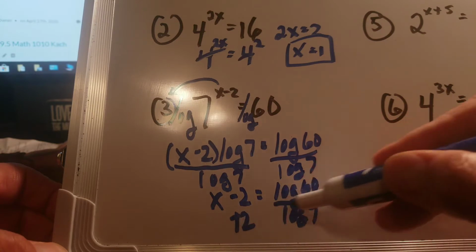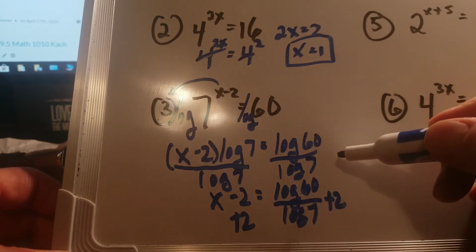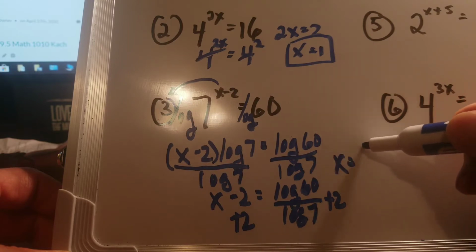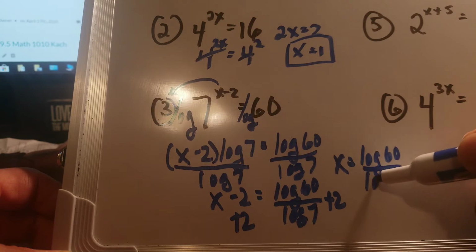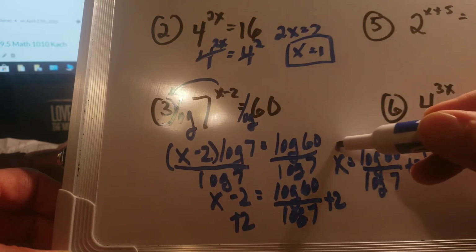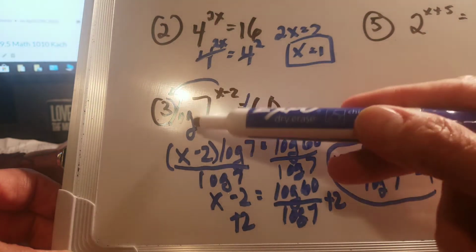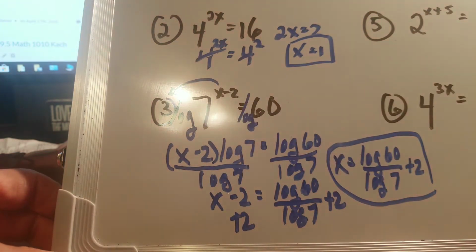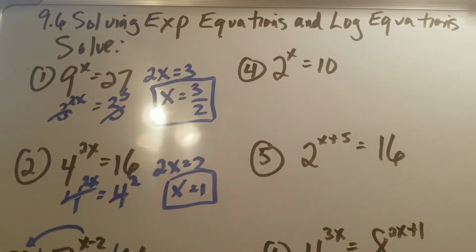And add 2 to both sides. So x now equals log of 60 over log of 7, big plus 2. Remember, you only use this method when you can't make the bases the same. So obviously, we're going to do this again, because you need to see it at least twice.